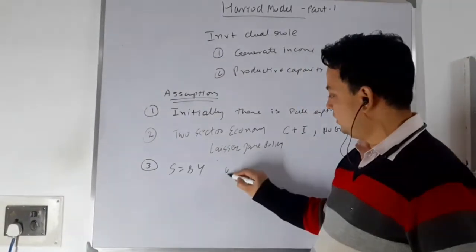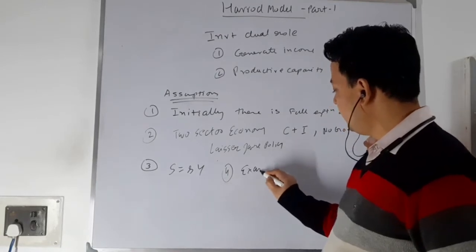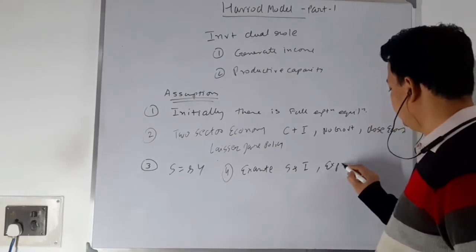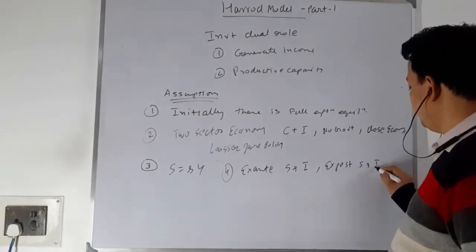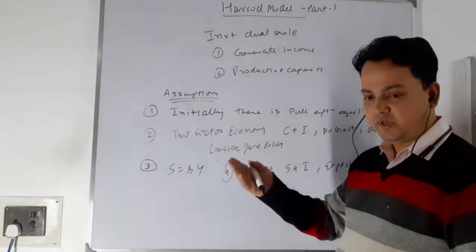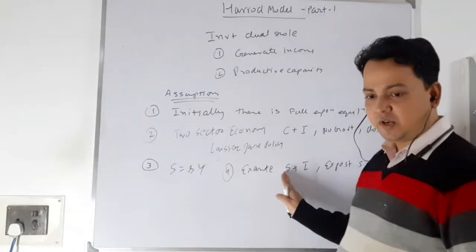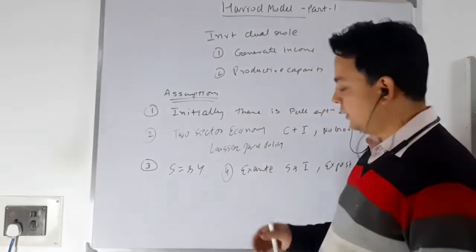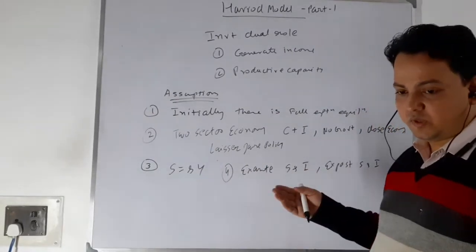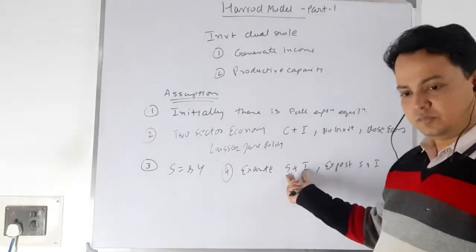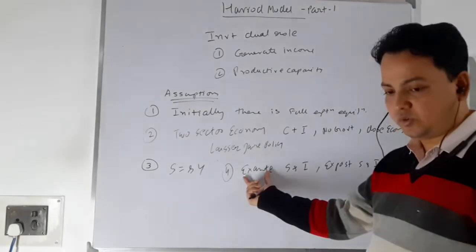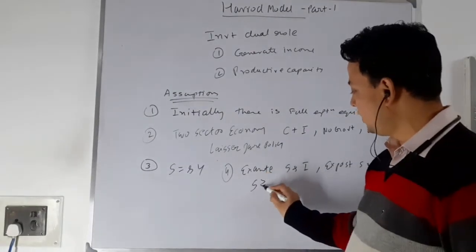Fourth point: ex ante and ex post saving and investment. Ex ante saving and investment will be equal. Ex ante means desired or planned. At the beginning of every year, households are determining how much to save, and firms are planning how much to invest. Both can differ, which is why it is called ex ante, desired or planned, whatever you want to save. So saving can differ from investment.